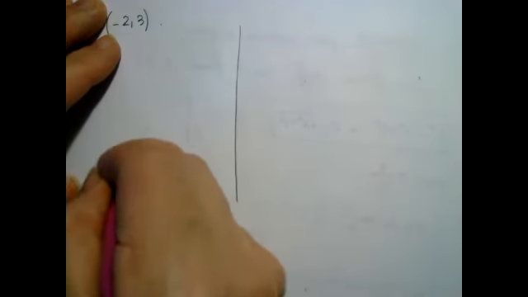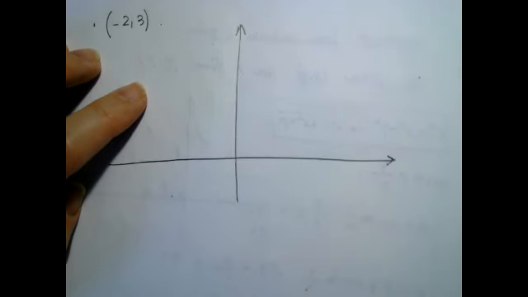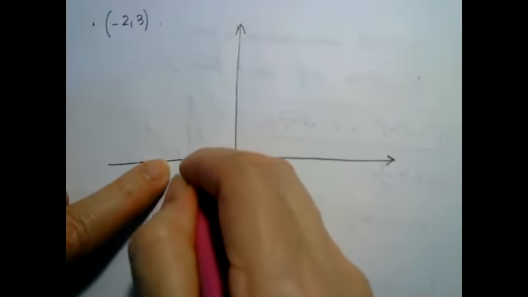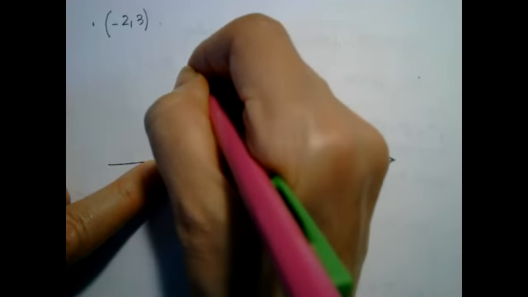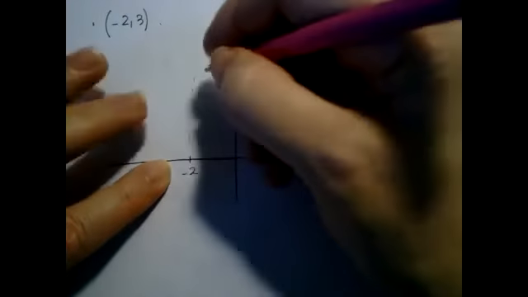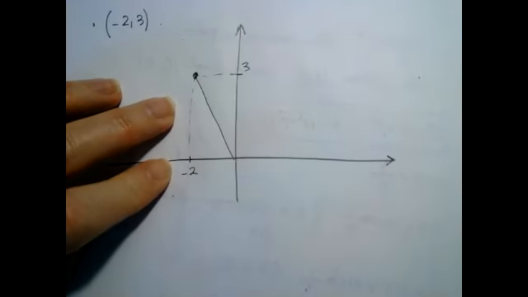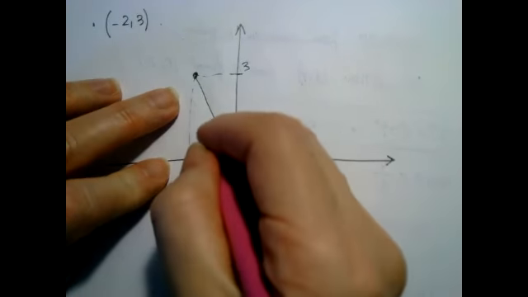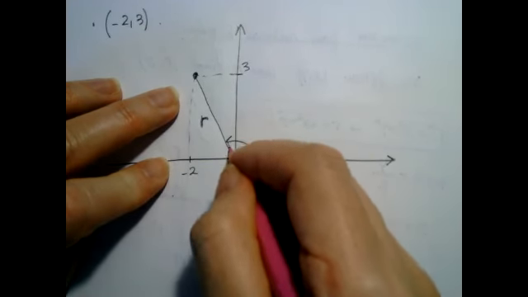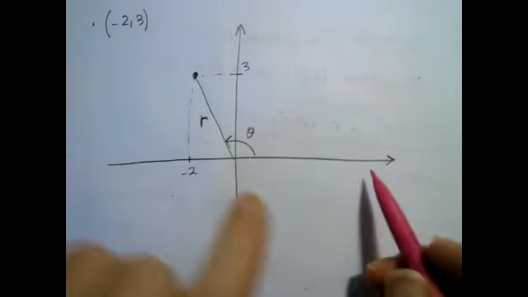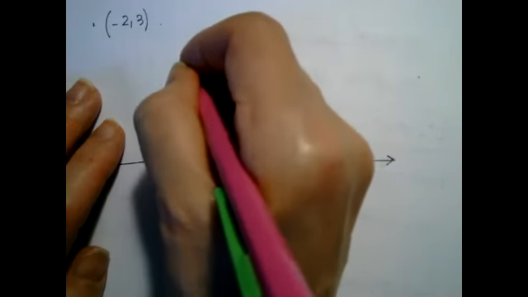Step number 1, always, you have to draw the graph. -2 means this is -2, and this is 3. So this is the point. That's my point right there. I need to find the r, and I need to find theta. Remember, the theta is the angle between the positive x-axis and the point OP.